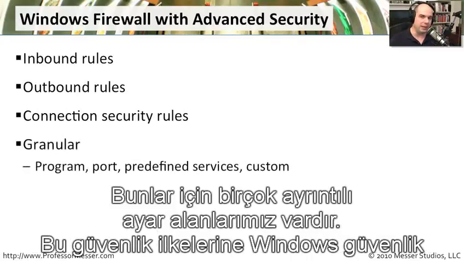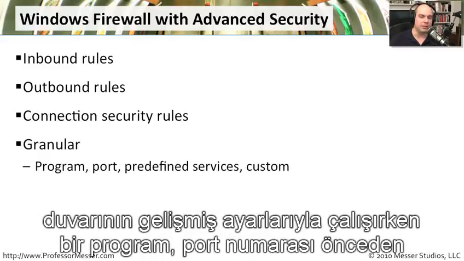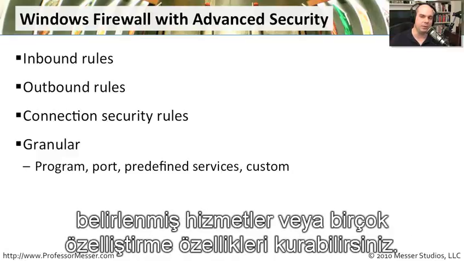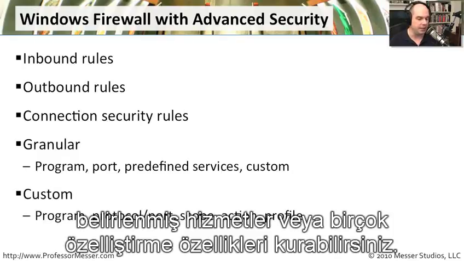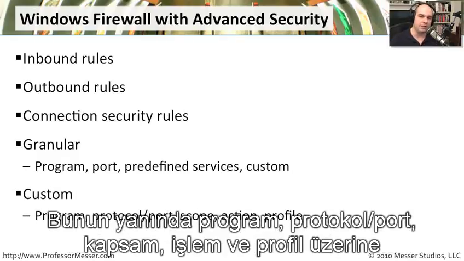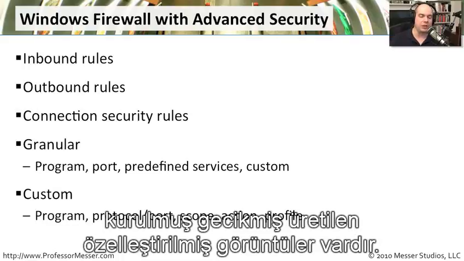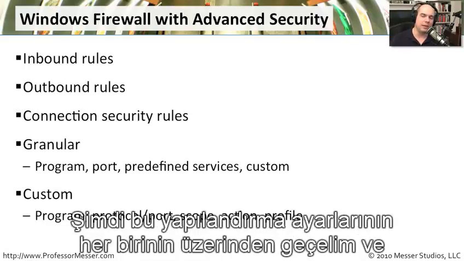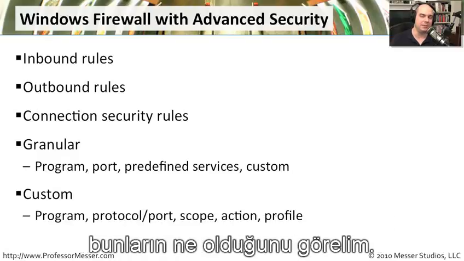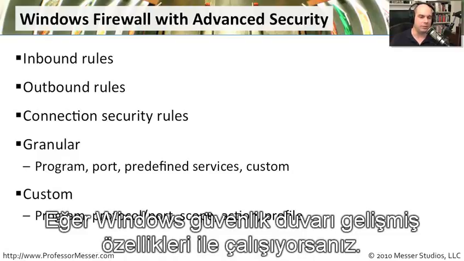We also have a lot of granularity. You could set up a program, a port number, a set of predefined services. A lot of customization goes into a lot of these security rules when you're working in the Windows Firewall with advanced security options. There's also a way to provide custom views based on a program, a protocol port, the scope, an action, and a profile. Let's step through each one of these configuration settings to give you a feel for what you would be able to see if you were working with the Windows Firewall with advanced security.